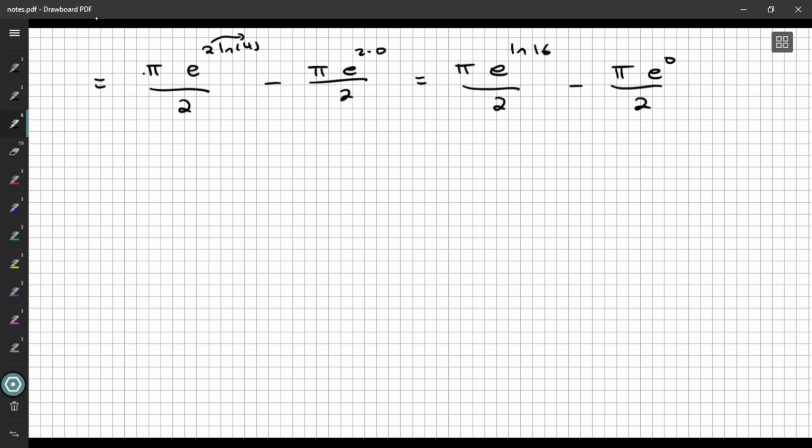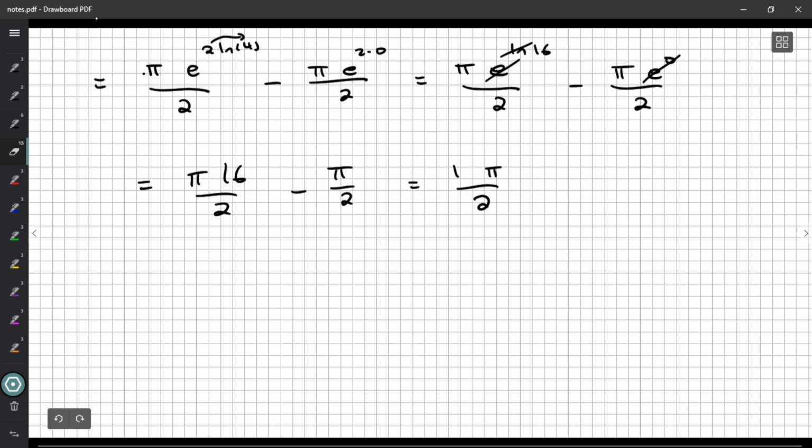And e to the ln, once again we can see we're canceling out a little bit, it's just going to be 16. And e to the 0 is just 1. So we've got 16 pi by 2 minus 1 pi by 2. Our answer here is going to be 15 pi by 2. We'll make that 5 look a little more convincing, shall we? 15 pi by 2 is the volume of that solid.